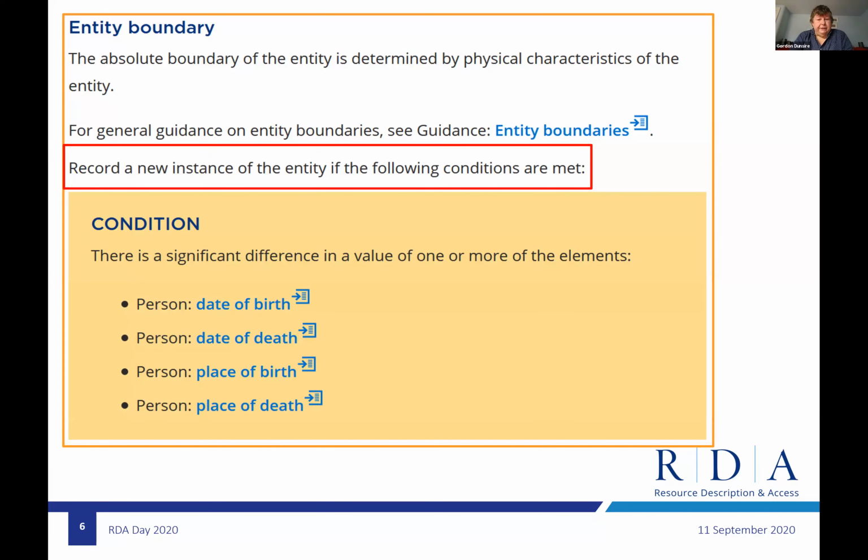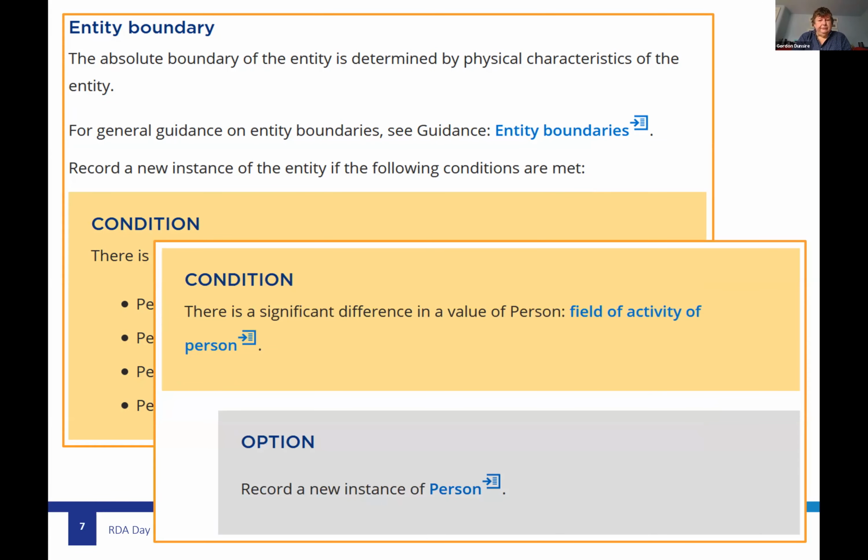The instruction to create a new instance is not optional. You must create a new instance for your metadata to remain well-formed and coherent. But there are also relative boundary conditions governed by cultural conventions, etc. And that includes local application profiles and policy statements. So, for example, a change in the value of field of activity of a person is a strong indicator that you may be dealing with two different people. We've seen some of this discussed in presentations earlier this week.